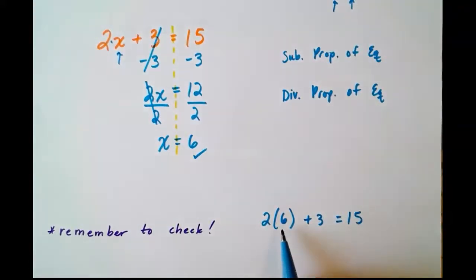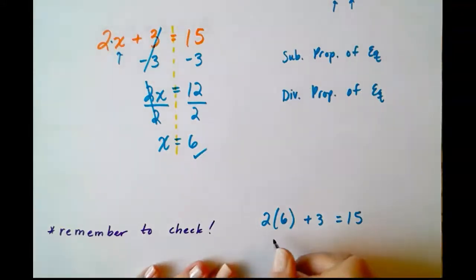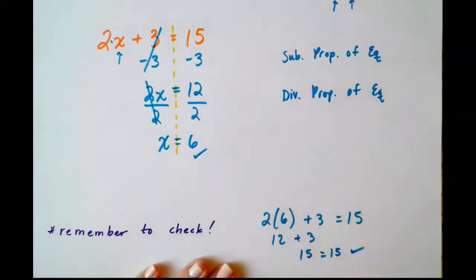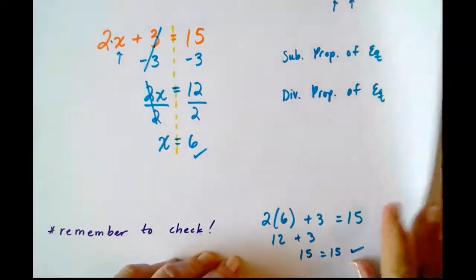Just a reminder, do not use x for multiplication. X is our variable. Let's use parentheses. That's the safest bet. 2 times 6 is 12. 12 plus 3 is 15. 15 equals 15. We're correct.